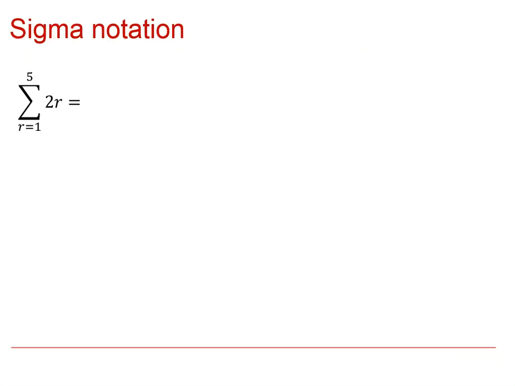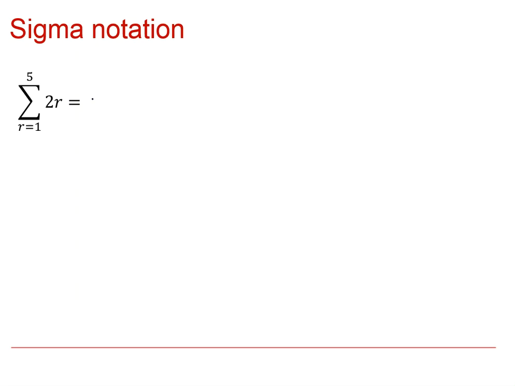Okay, so you've seen this notation before, if you remember that this here means the sum of. So this whole thing means the sum from r equals 1 to 5 of 2r. So we substitute in from 1 to 5 and add up what we get.